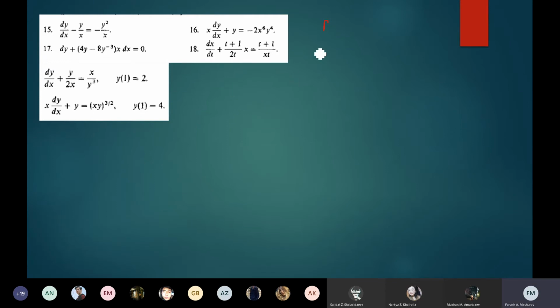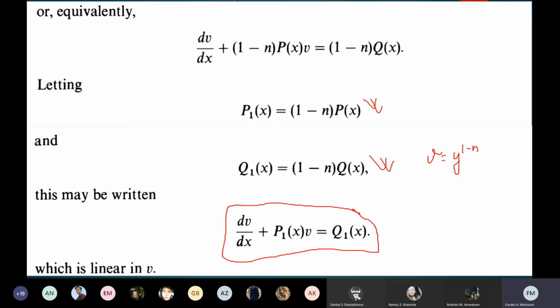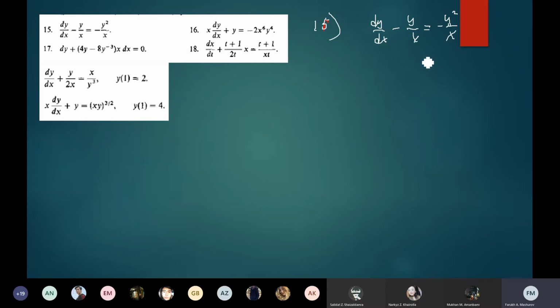Let's write here exercise 15: dy/dx minus y/x is equal to minus y squared over x. Okay, so firstly, what do we need to find here? P(x) and Q(x). We need to firstly define which one is Q(x) and which one is P(x).